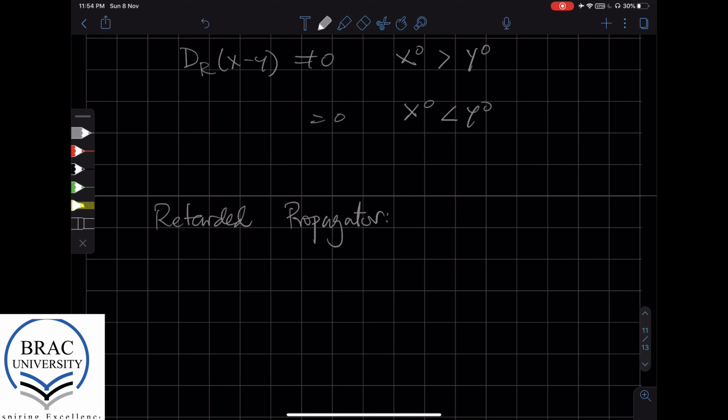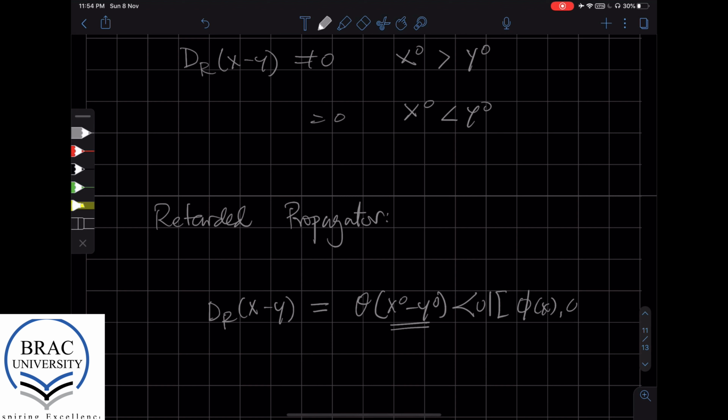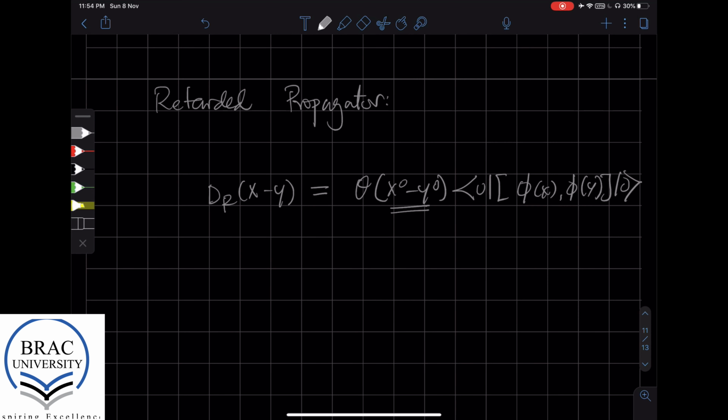So one way of writing this to encode the boundary condition is to write D_R(x minus y) to be equal to theta, where theta is the Heaviside theta function, which is non-zero when the argument is positive, times the vacuum expectation value of the commutator of x and y, like this. So this is the retarded propagator.